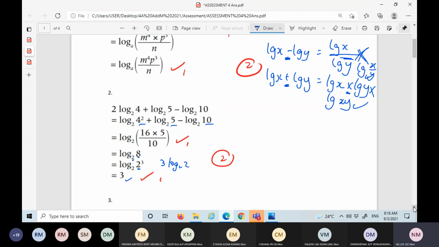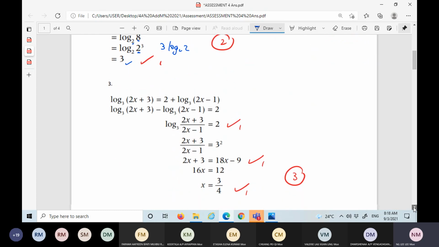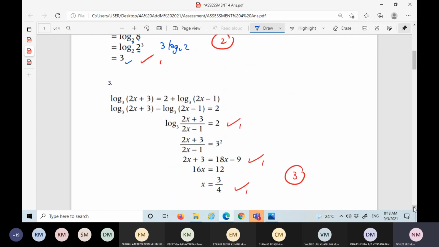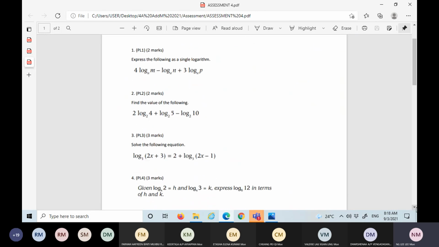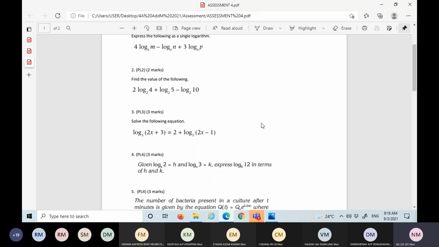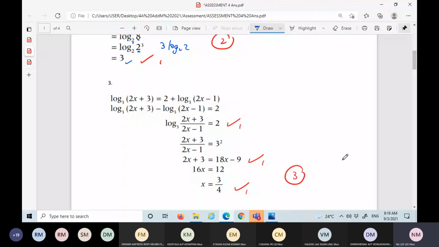Okay, so this is about number 2. Let us look at number 3. Number 3, the question is: solve the following equation. When you see "solve the following equation", it means the question is asking for the x, the value of x. This question number 3 is a band 3 question, PL3. Look at this, you see around the final answer, they are looking at the x. So your final answer should be x equals to.